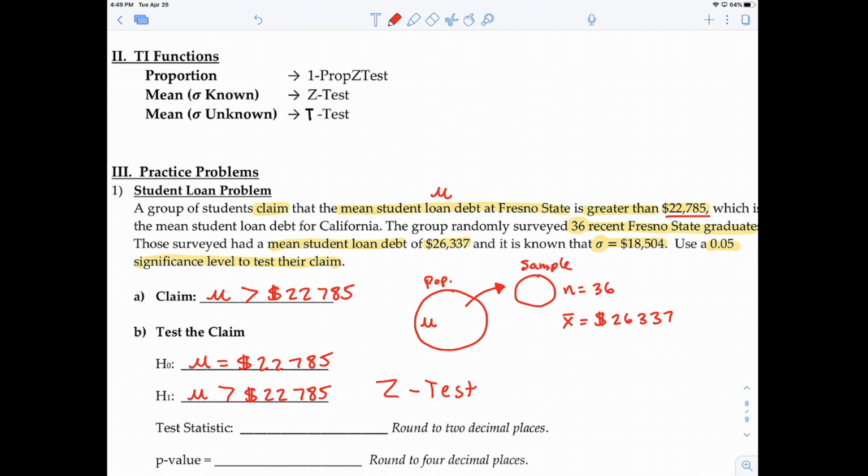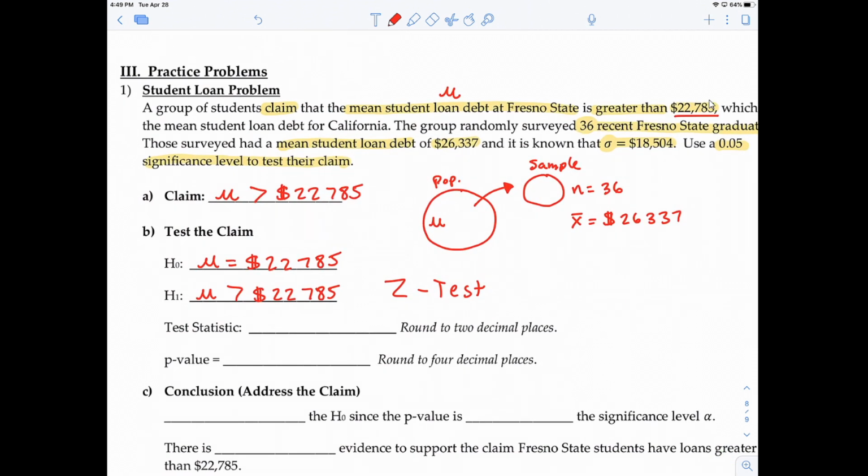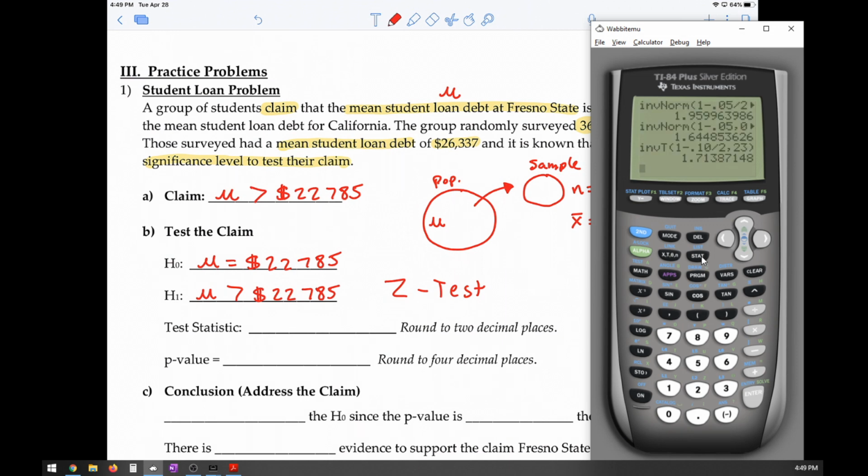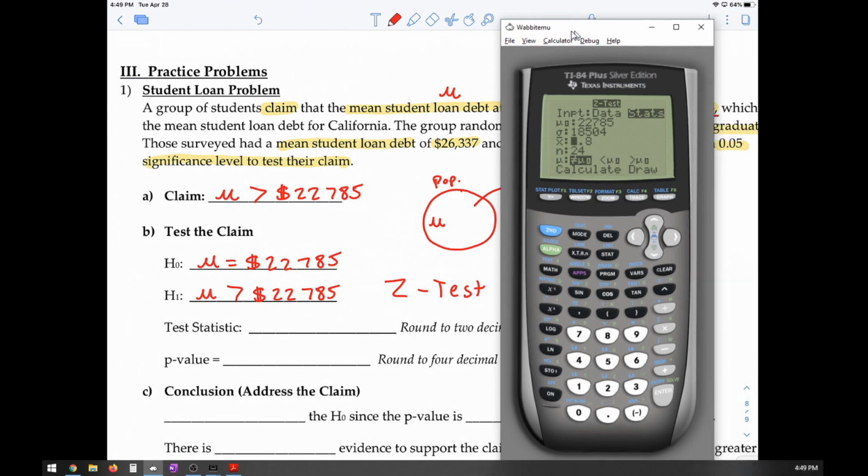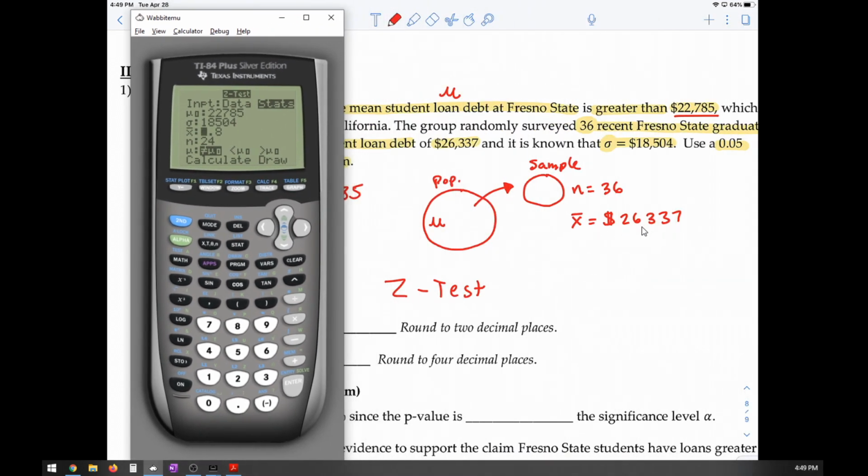So let me go ahead and show you guys what that looks like. Let me pull up the calculator. We're going to go to stat, clear all this, go to stat, go to tests, and then z-test is the very first one. And we're going to do data, that's correct. And then mu0, mu naught, is the value in the claim. So that's going to be 22,785. The population standard deviation sigma is 18,504, and that's exactly what we have here. Ready? X bar, which is the sample mean, in this case, is 26,337, and n is the sample size, which is 36.